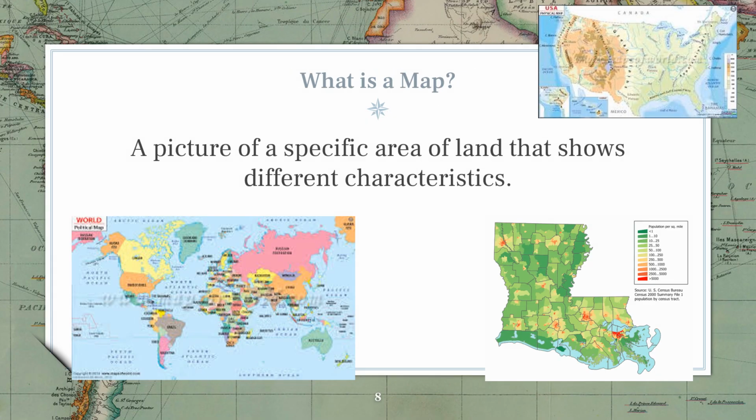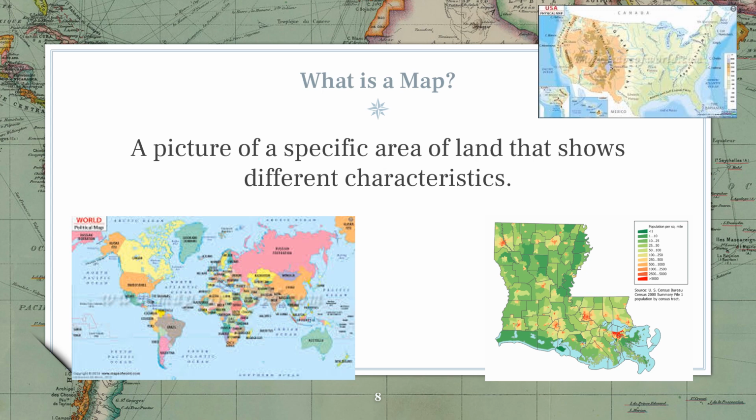Now, the way in which we've traditionally tracked geographic information is through a map. You guys have seen hundreds of maps in your time, but in terms of one common definition, this is a picture of a specific area of land that shows different characteristics. And you can see here a couple of different types of maps.